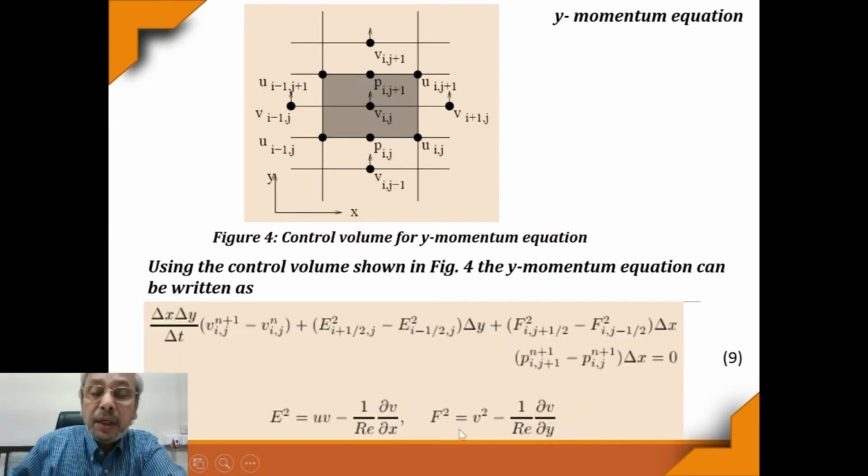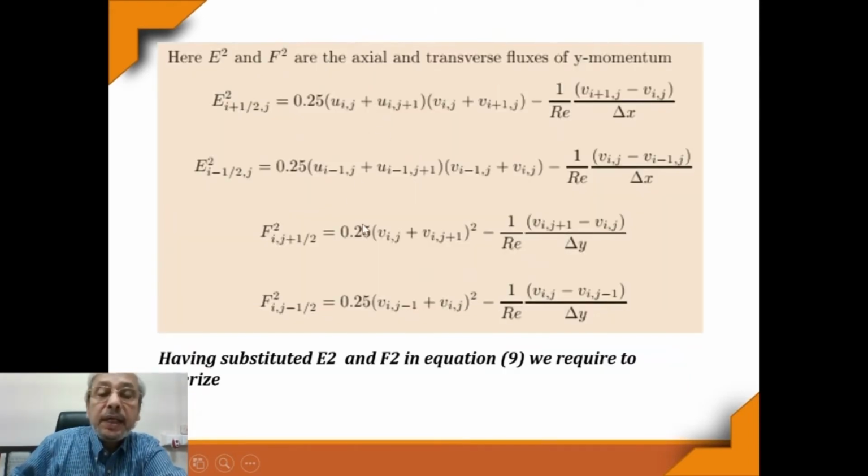I'm going for calculation of F2 at the point ij plus half. So, what is F2? F2 is V square minus 1 by Re del V del Y. So here V square has to be defined. That means this is Vij plus Vij plus 1 by 2 square. So let us see, Vij plus Vij plus 1 by 2 square, that means Vij plus Vij plus 1 square by 4, and this is 1 by 4, 0.25.